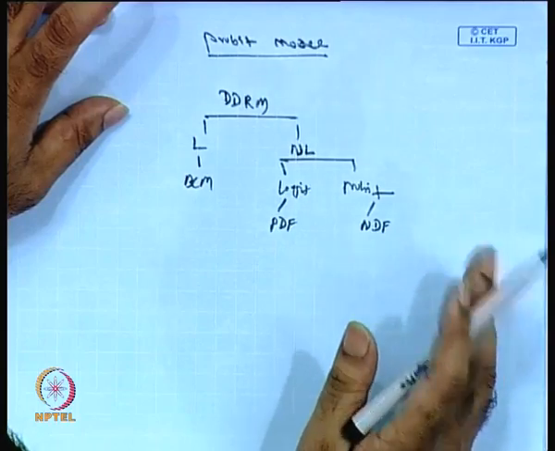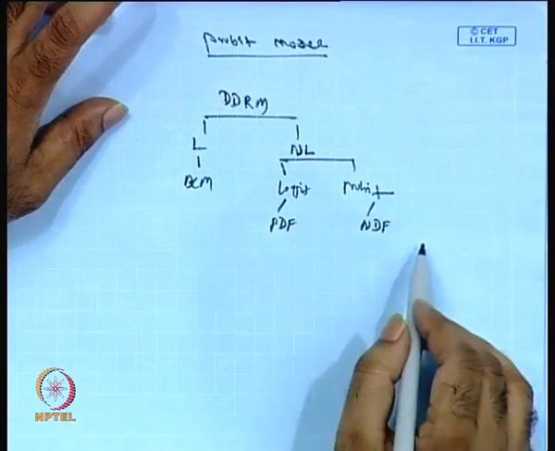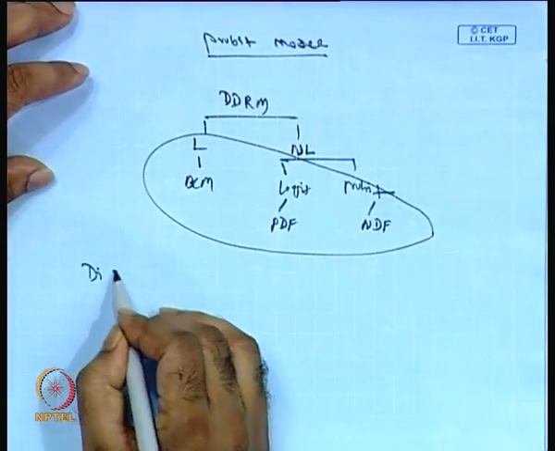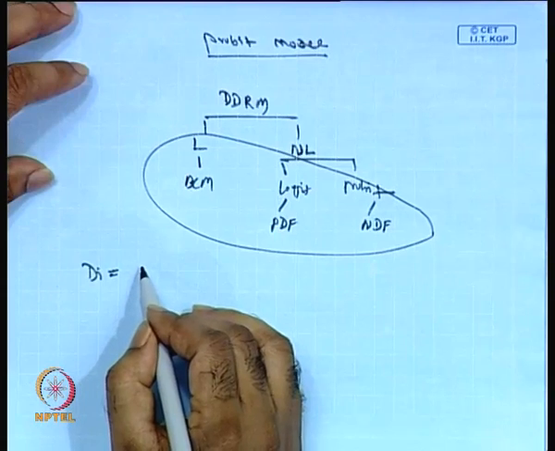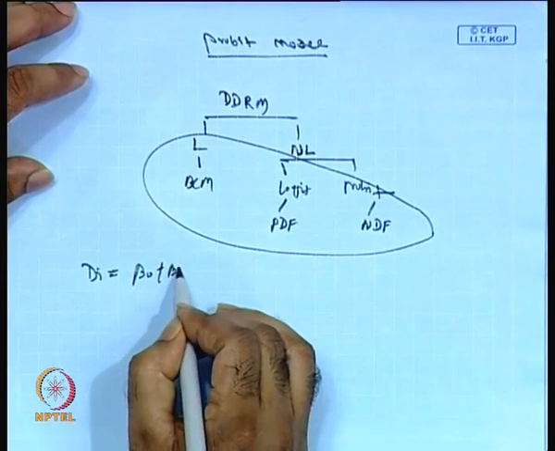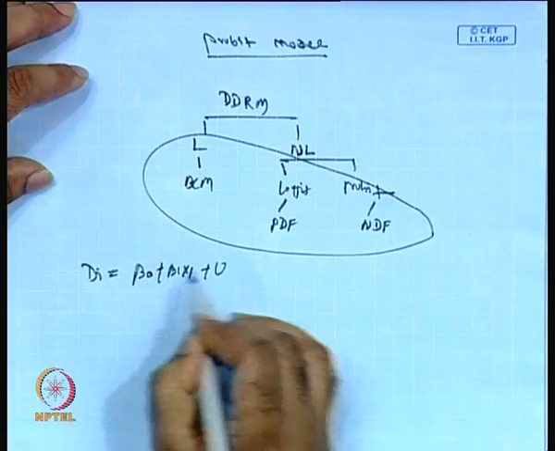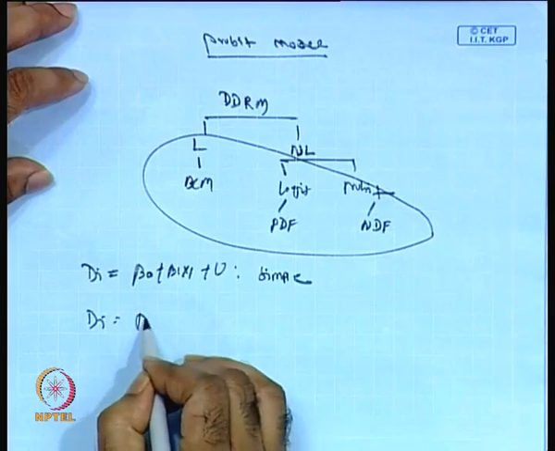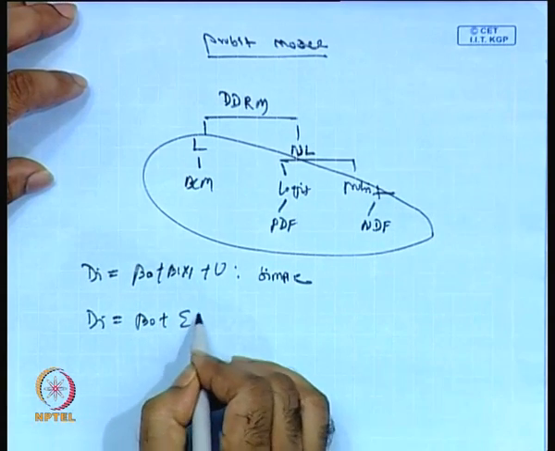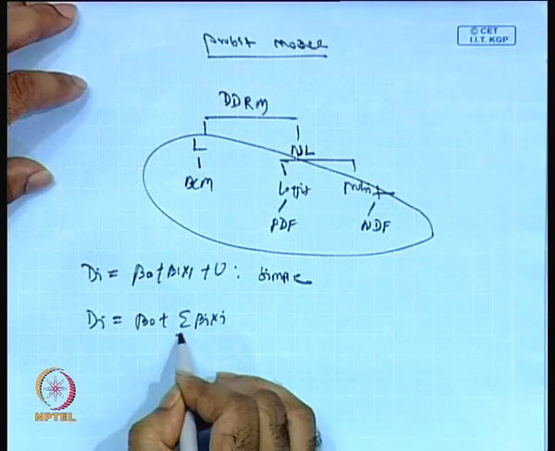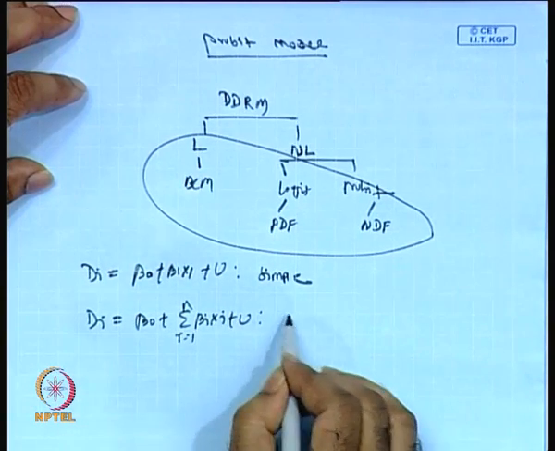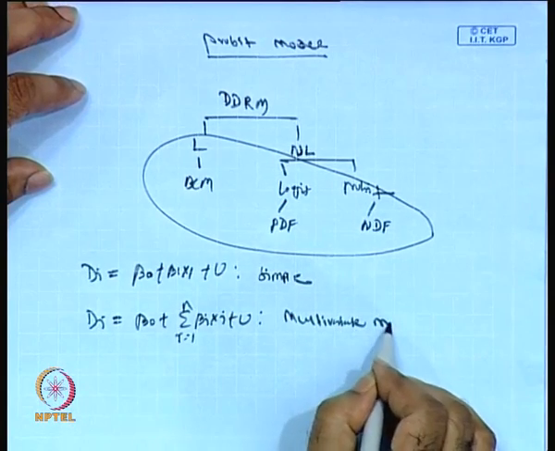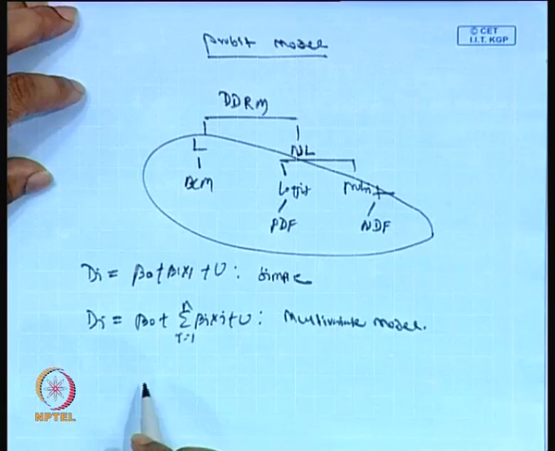So, ultimately if you integrate all these three, the setup is like this: di equal to beta 0 plus beta 1 x1 plus u. So, this is the simple model, and di equal to beta 0 plus summation beta i xi, i equal to 1 to n, plus u. This is for multivariate models. Okay. Multivariate models.